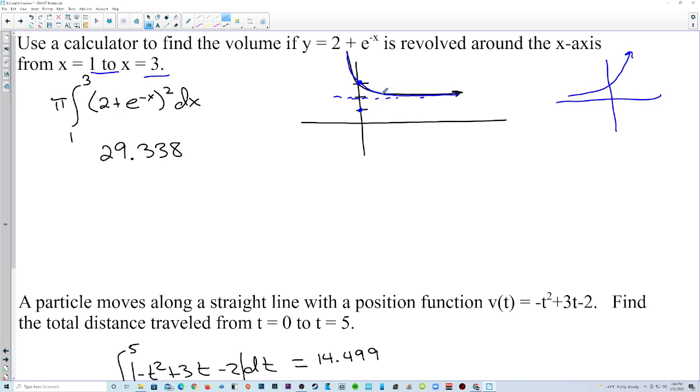So 1 to 3 is probably about right here, and we're rotating this around the x-axis like that. So the radius goes from the x-axis to the curve. So the area of a circle is pi r squared, but our radius is the function value. There's radius squared, pi r squared. And when you plug this into a calculator, you get 29.338.